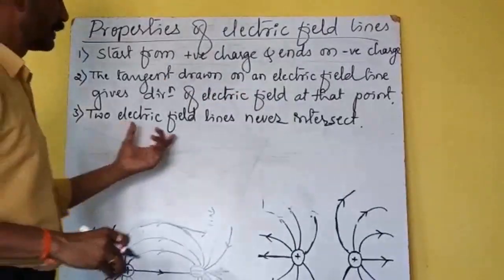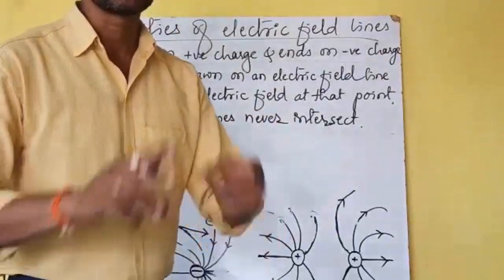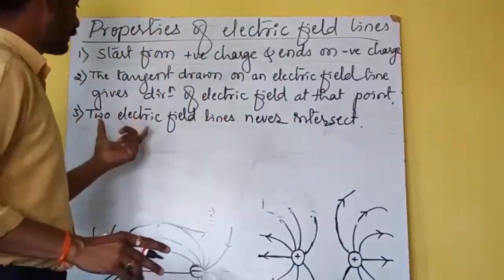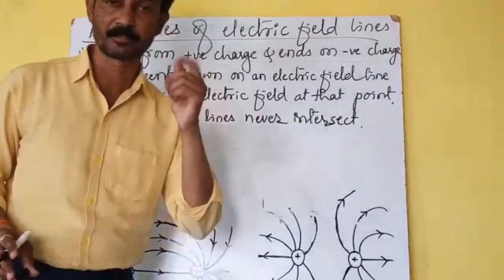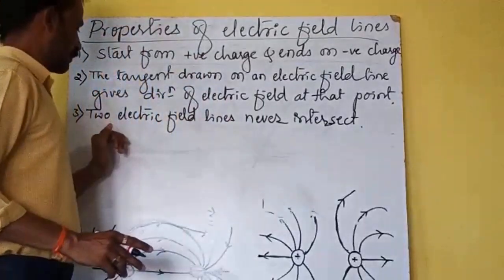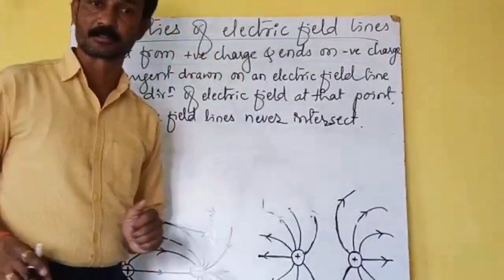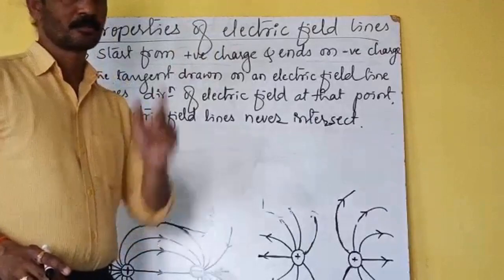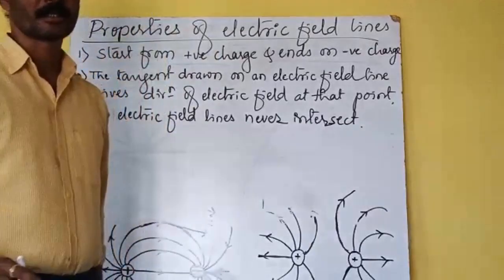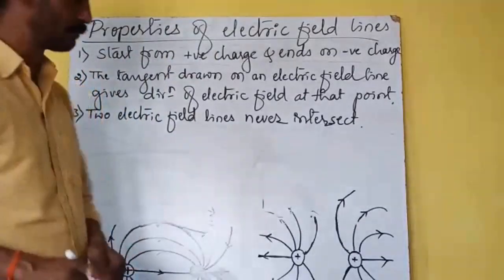Third property: electric field lines never intersect. Two electric field lines never intersect. The reason is that if two electric field lines intersect, two tangents can be drawn at that point, which gives two directions of the electric field at that point. It is impossible.